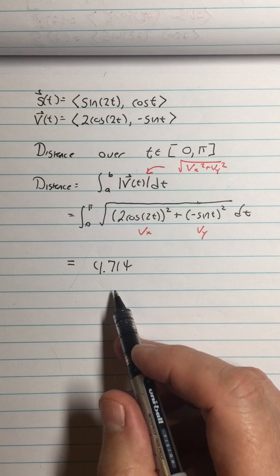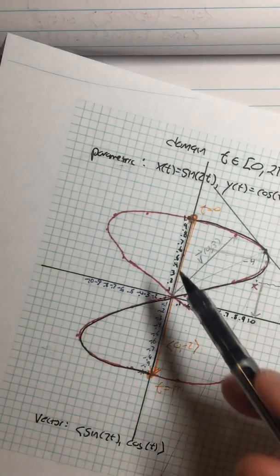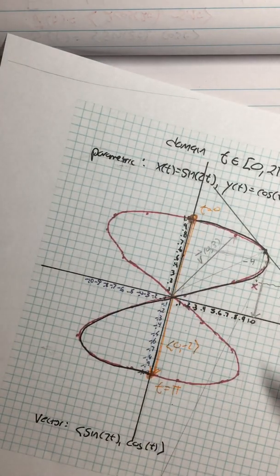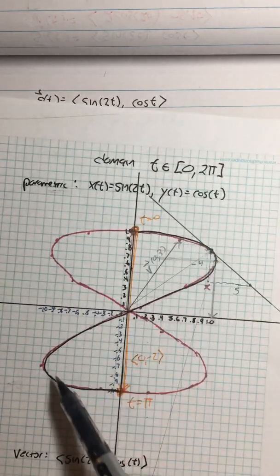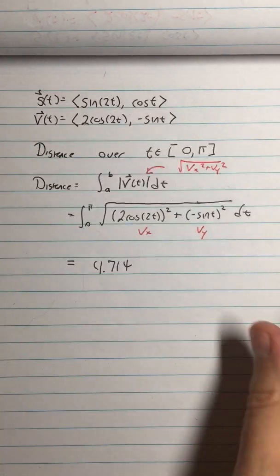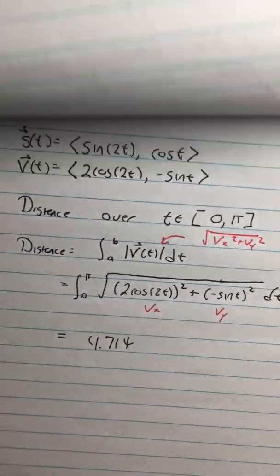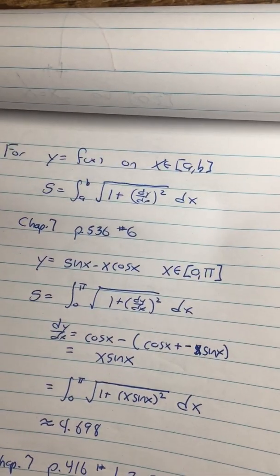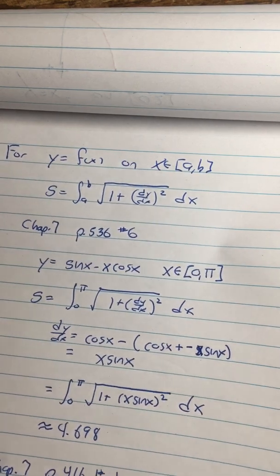All right, now, does it make sense that that distance is 4.714? You know, I recall that last week we found the total length of this thing. The whole length would be 0 to 2 pi instead of 0 to pi. What did we get when we did that? We'll flip back a little ways. Flip back through memory lane. There.